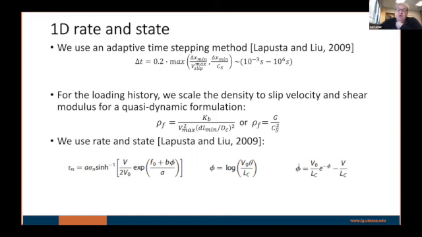Okay. The rate and state part, where we adjust the velocity in the frictional part of the model, is actually using Lapusta and Liu 2000, 2009, using the same parameterization, the same time stepping and everything. So it's very consistent with the rate and state formulation that's used in the community.